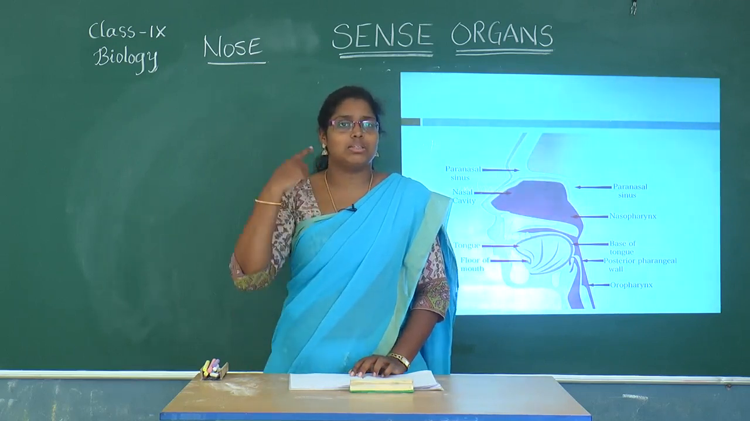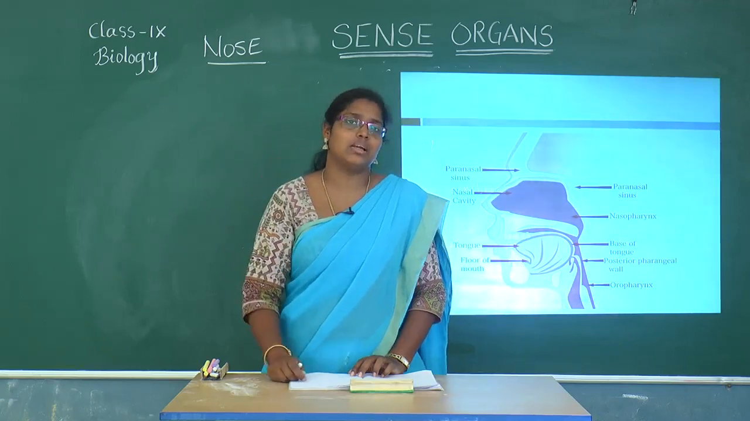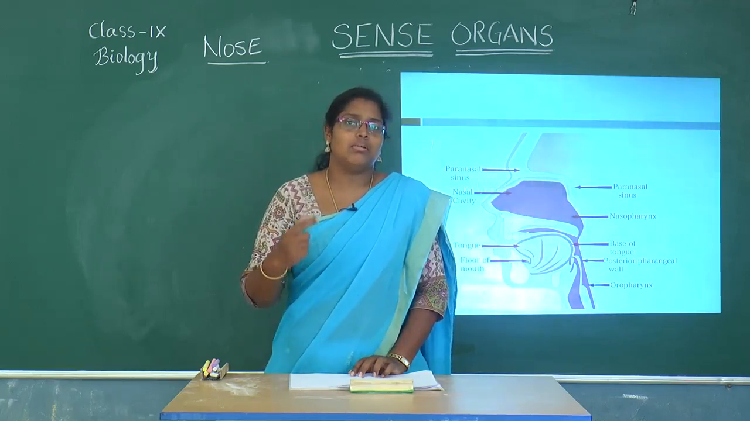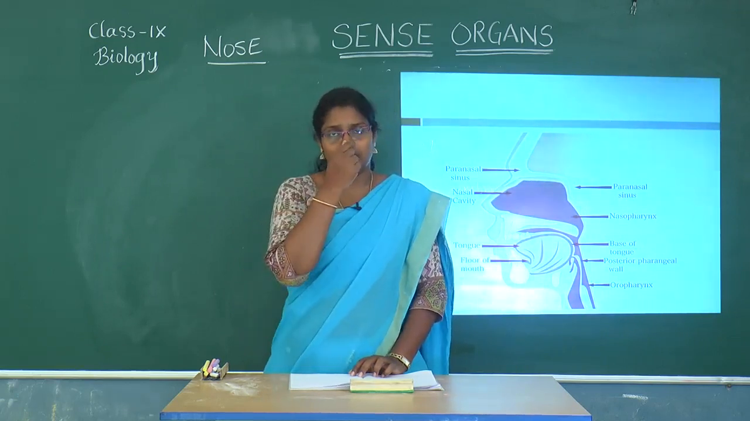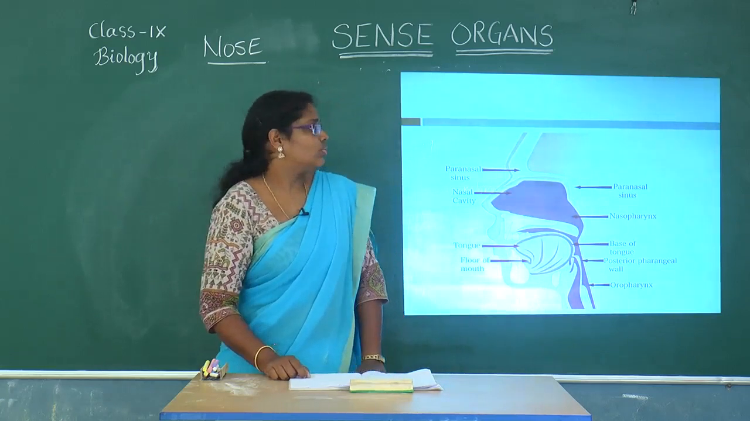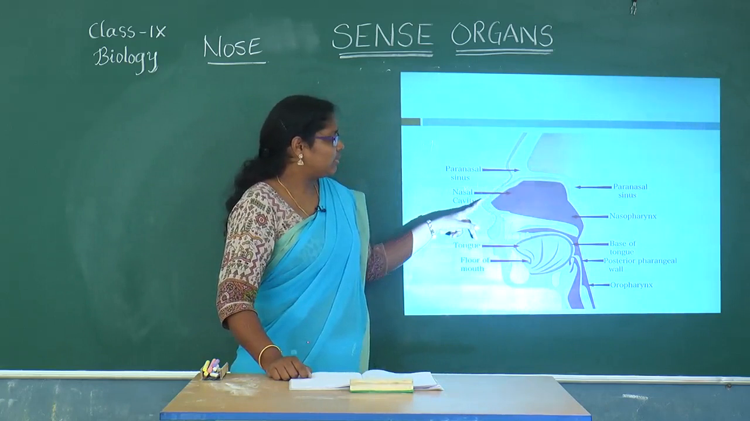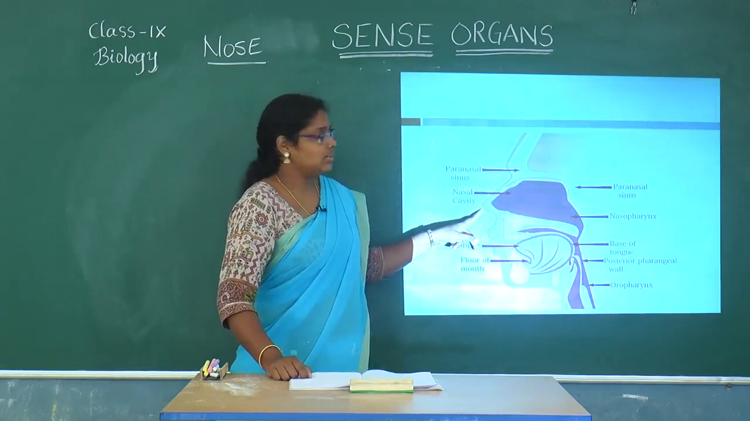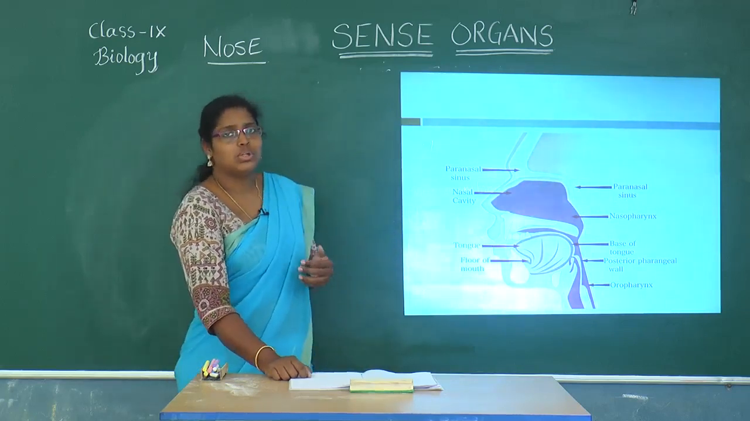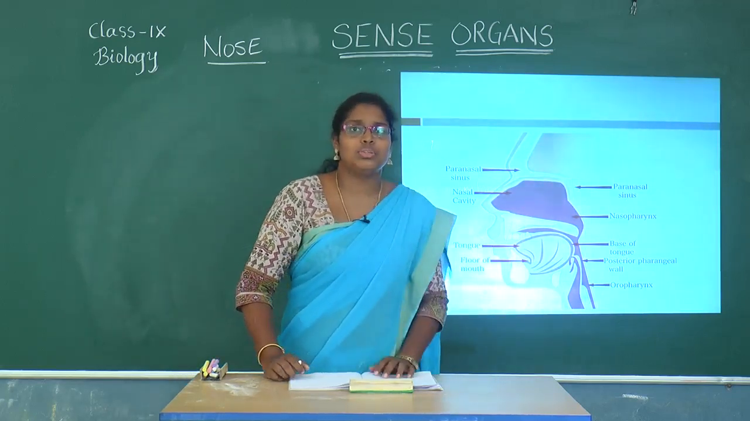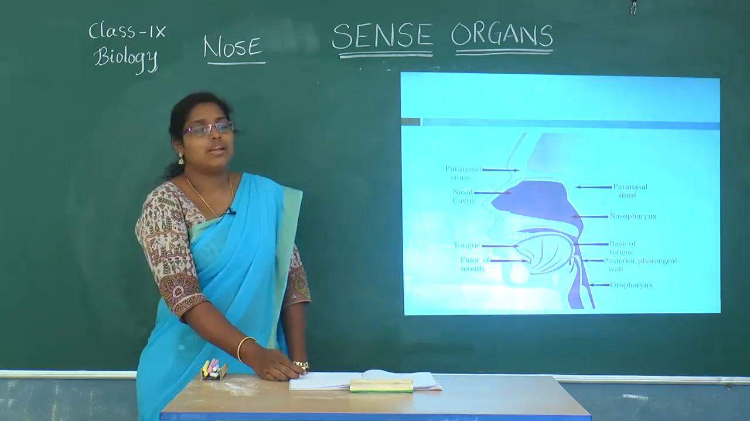The same cartilage is present in the ear also. The external ear, the ear pinna, is made up of cartilage, and even the external nose is made up of cartilage. As we see here in this picture, this is the external nasal portion, which is divided into two halves. The nose is separated into two chambers due to the presence of the nasal septum.